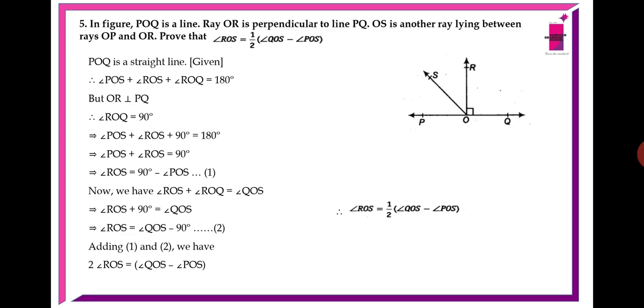Then we can say sum of POS and ROS equal to 90, because if you send 90 to the other side, it will be subtracted. Now from that equation you will get angle ROS equal to 90 minus angle POS. This is equation 1.